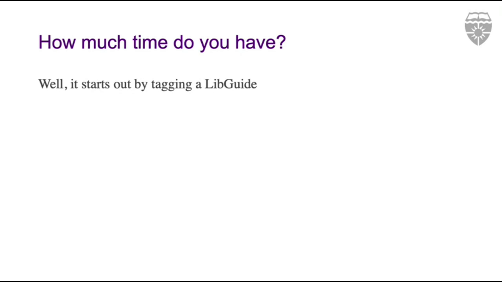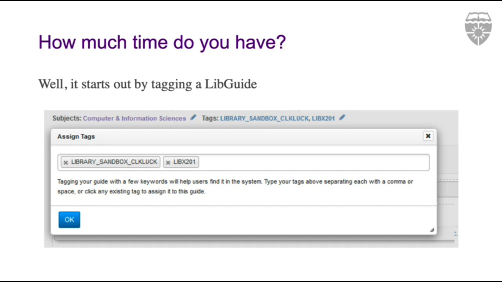Keep it brief. It starts out by taking a LibGuide, as I mentioned. That's kind of our preferred method. Taking LibGuides also allows us to look into integrations with something like Primo. If we can teach students to go into Primo and type in libx200 in the search, they'll get the course LibGuide. So we can take a guide.